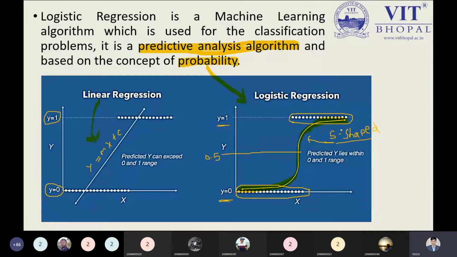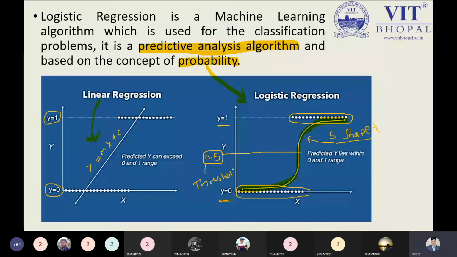Sir, what is 0.5? Is it the p-value? This is our threshold value. We are assuming 0.5 over here, this is our threshold value. So I am assuming this mid value, and this value is known as the threshold value.